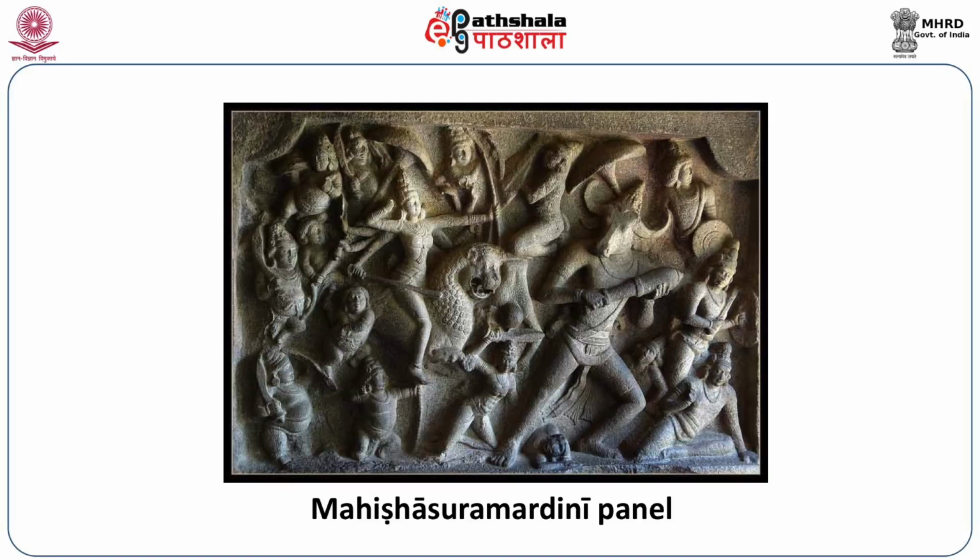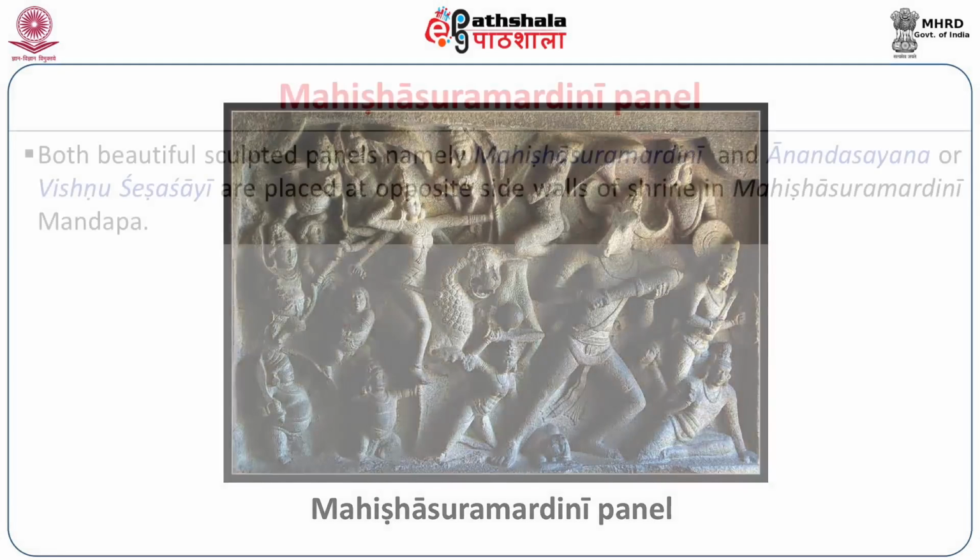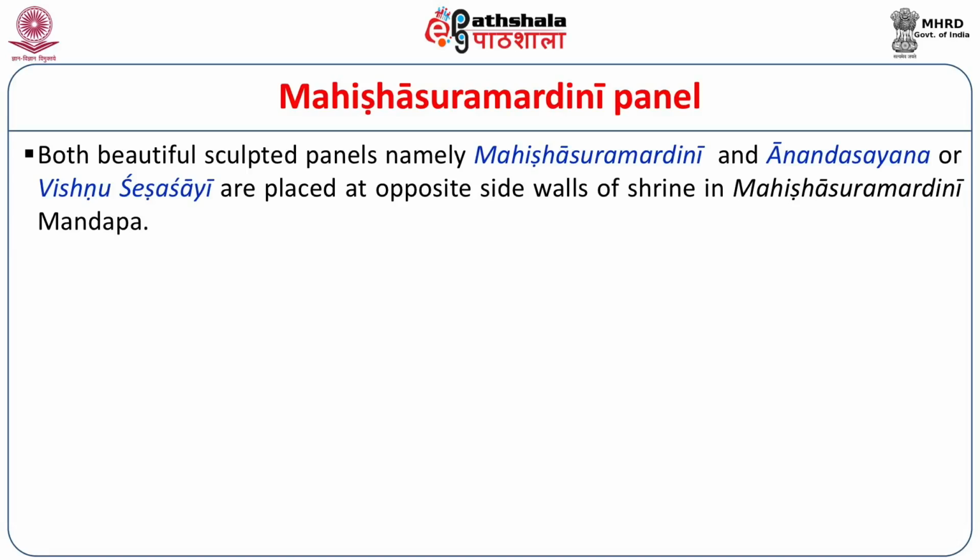The next one is a Mahishasura Mardini panel, in which Mahishasura is standing on the right. He is almost bigger than the size of Durga, and Durga is shown seated on a pouncing lion, and on the left side you could see several Ganas holding weapons in a charging position. Both of these beautiful sculptured panels, namely Mahishasura Mardini and Ananda Sayana or Vishnu Shayi, are placed at opposite sides of the walls of the Mahishasura Mardini Mandapa.